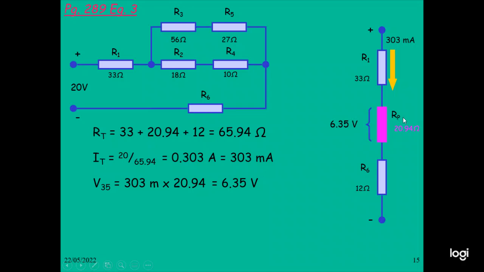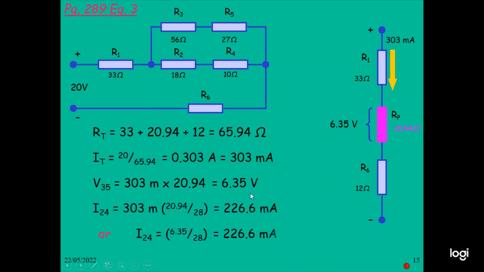V35 is this voltage here, so this 303 mA minus 20 plus 9 volts, you got 6.354. So I24 you also have to calculate, so that will be 6.354 divided by the 28, so you got 22.6 mA, you got it.